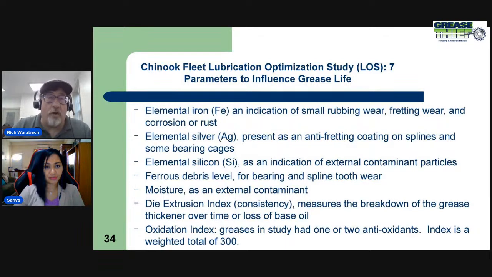And so the parameters were elemental iron, elemental silver, a little surprising, but it turns out there's a lot of silver in helicopters to help soften some of that fretting wear that can take place. So we monitor silver levels, silicon levels as sand and dirt, ferrous debris levels for the larger wear particles that show up, because the elemental iron is going to look more at the smaller particles. Moisture, the consistency values, and then we created an oxidation index. So we were able to compare greases that had one antioxidant and those that had two antioxidants as a complementary system.